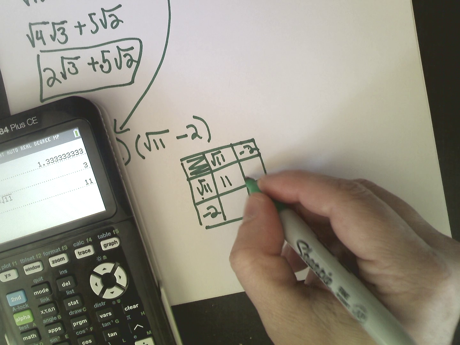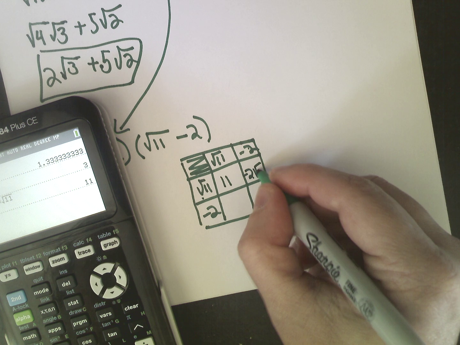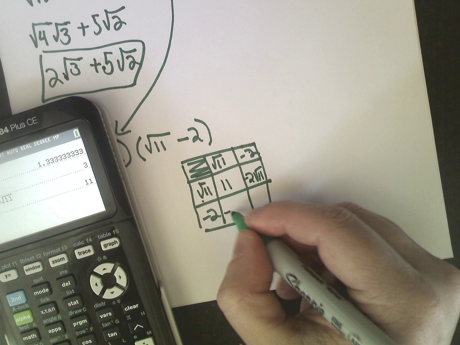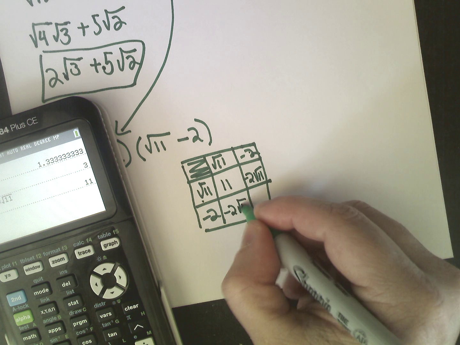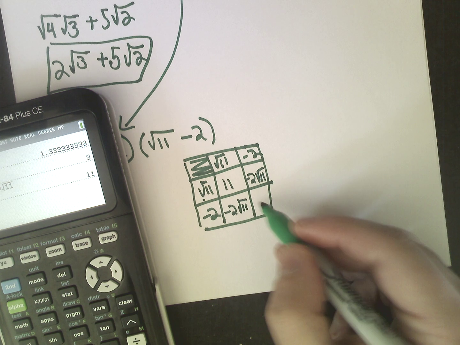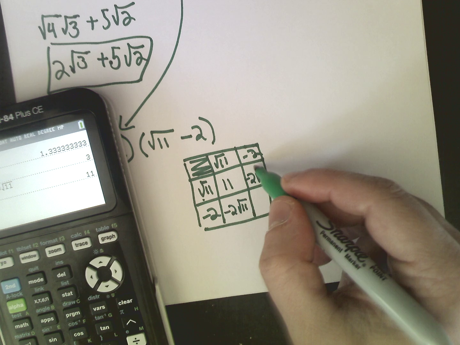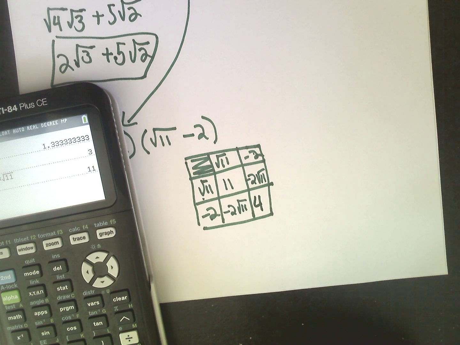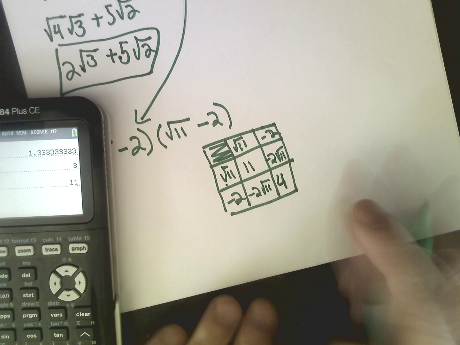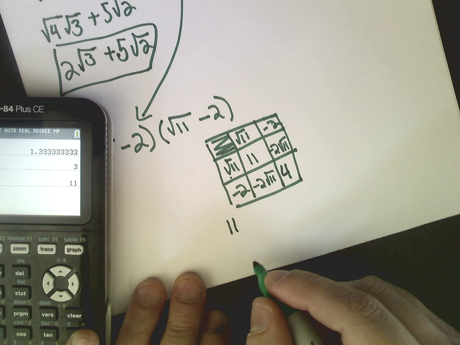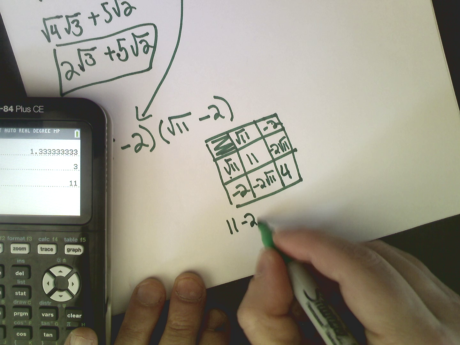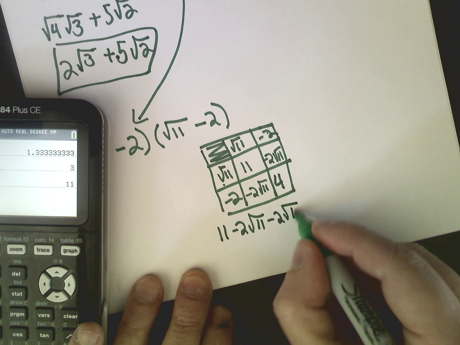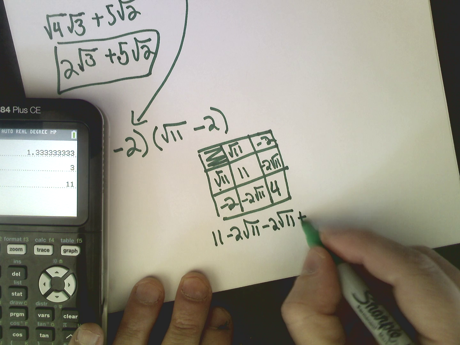This here is negative 2 square root of 11. This box here is negative 2 times the square root of 11. This box here, negative 2 times negative 2 is positive 4. So let's pull out all the numbers. I have 11. I have negative 2 square root of 11. I have negative 2 square root of 11. And then I have 4.